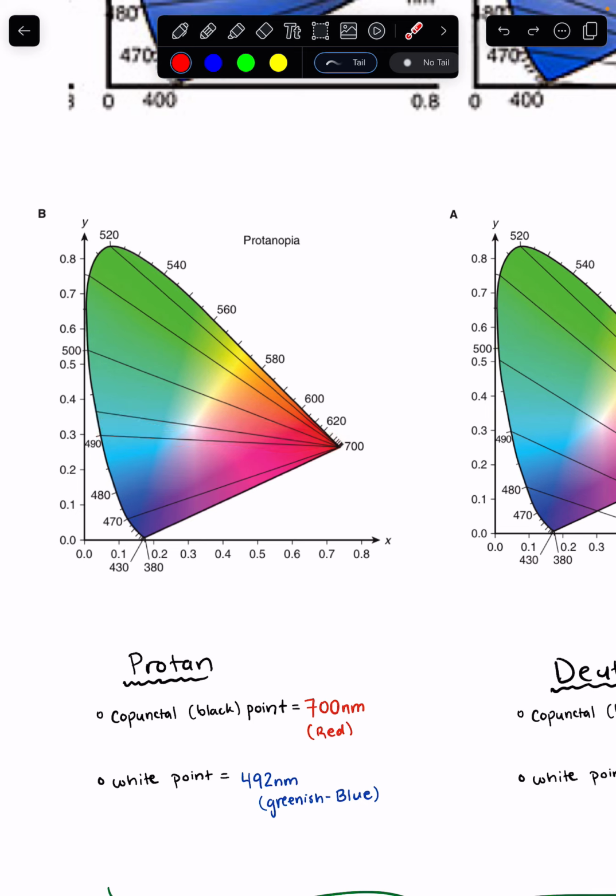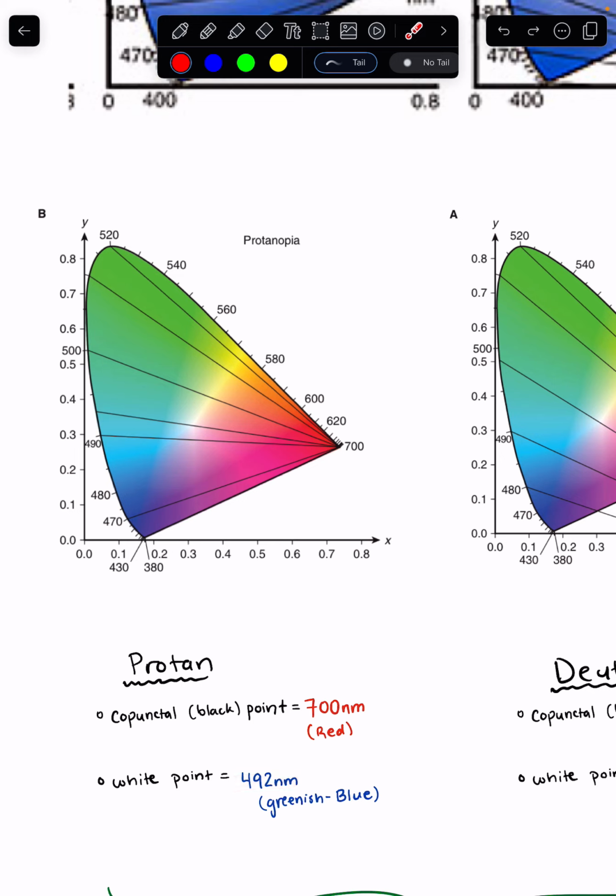So they're going to see this color, which is 700 nanometers or red, as black. Now if you take that copunctal point and go right through the middle of the white, we call this the white point. So they're going to see this color as white. And if you notice here, this is 490, that's 500. So right here, where that white point is, is 492 nanometers, which we call a greenish blue.